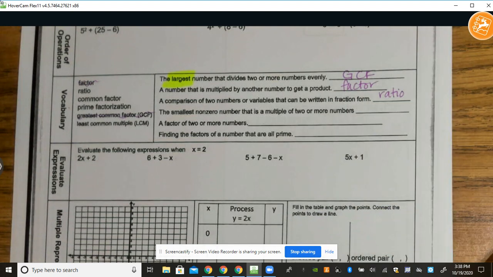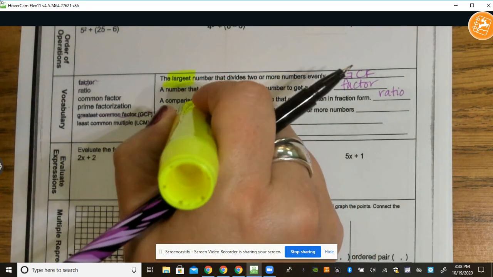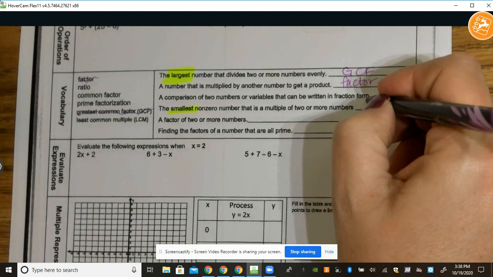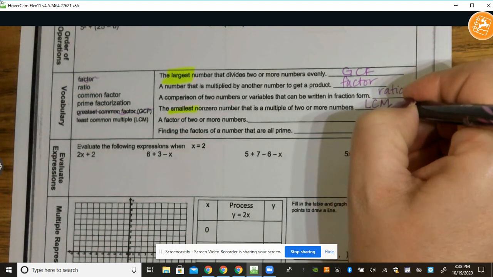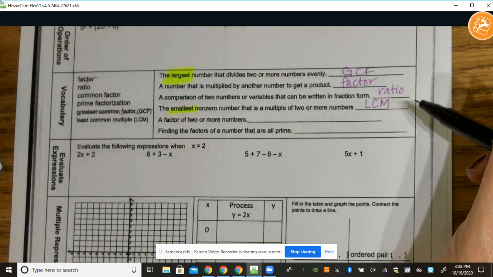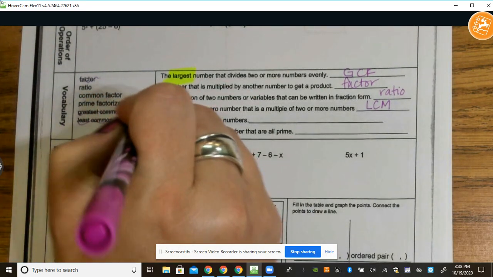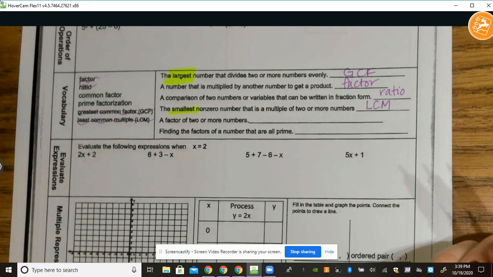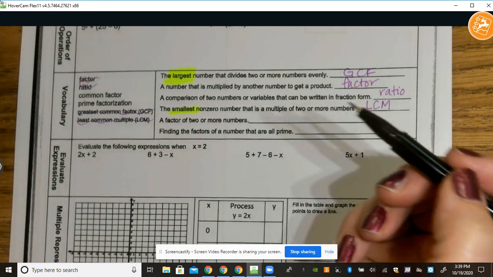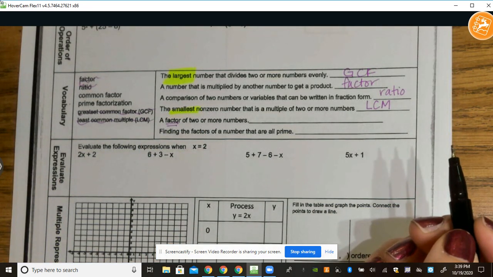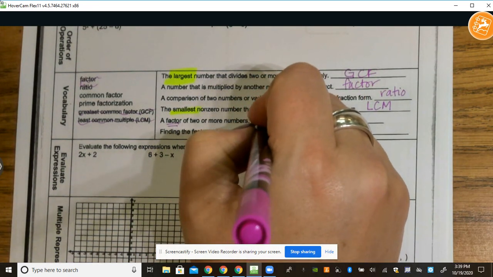And this is what we're going to be talking about on Wednesday and Thursday. The smallest, the keyword here is smallest non-zero number that's a multiple of 2 or more numbers. This is called your least common multiple, or LCM for short. So LCM, ratio, 2 more. A factor of 2 or more numbers is a common factor.